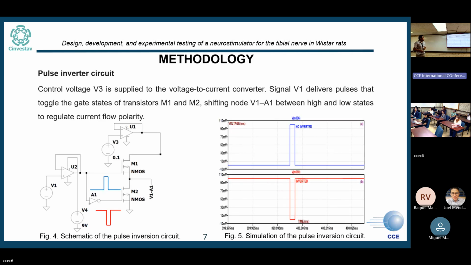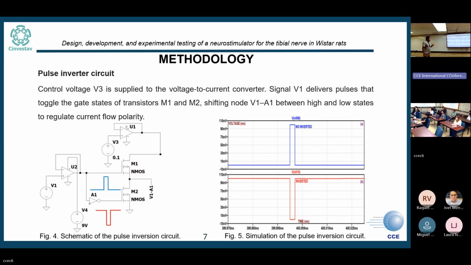The pulse inverse circuit is a circuit that allows us to switch the voltage to current source. With the same pulse that we use in the microcontroller, we can generate the pulse for the voltage to current converter. And we use two N-type MOSFETs that we can switch with B1. B1 is the microcontroller pulse.